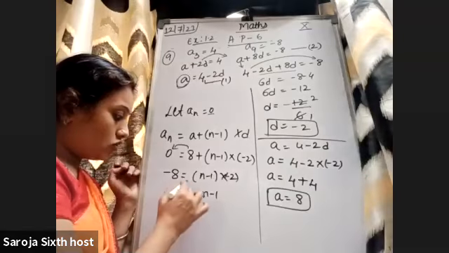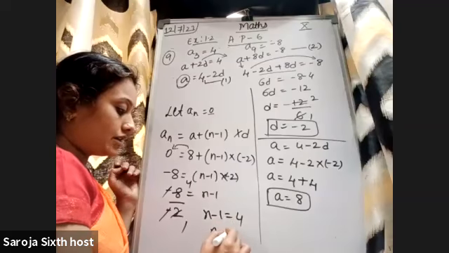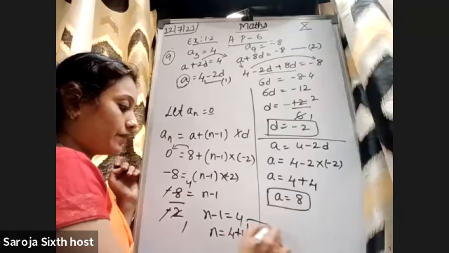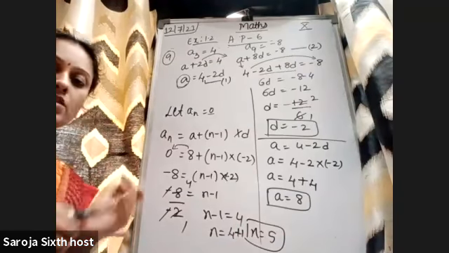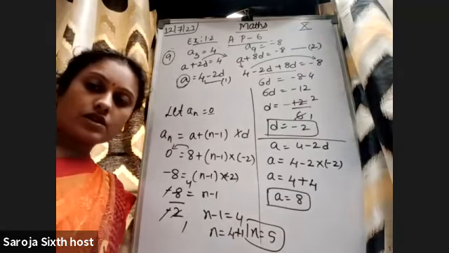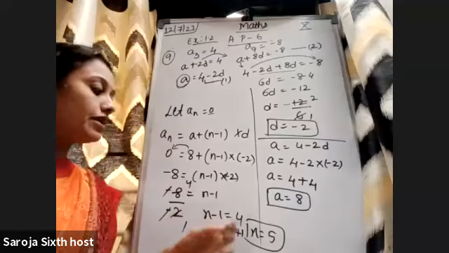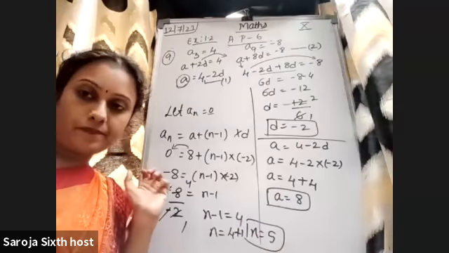2 fours are 8, so 4. n minus 1 is equal to 4. n is equal to 4 plus 1. n is equal to 5. Is it clear? Yes, ma'am. So this means the fifth term of this AP is 0.